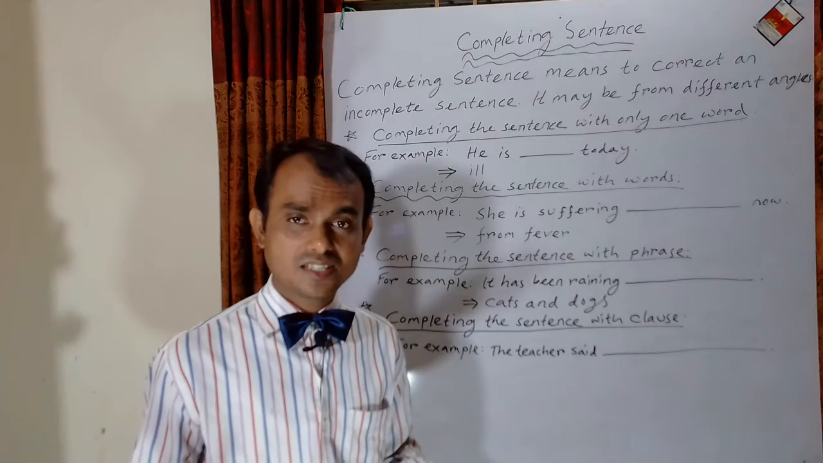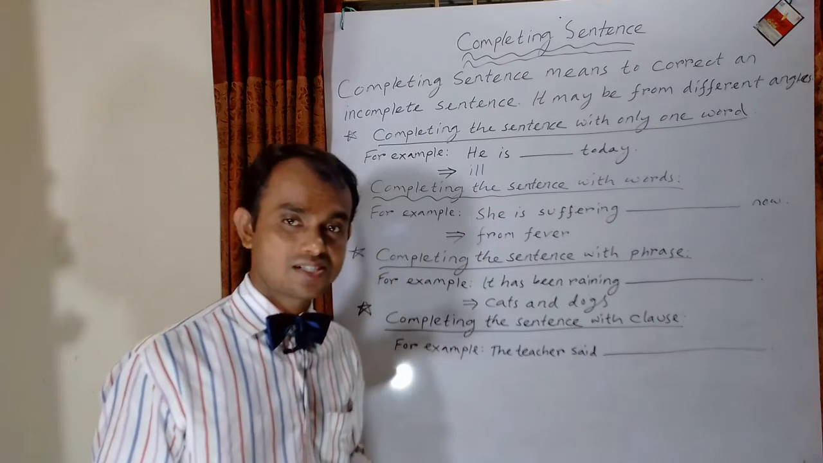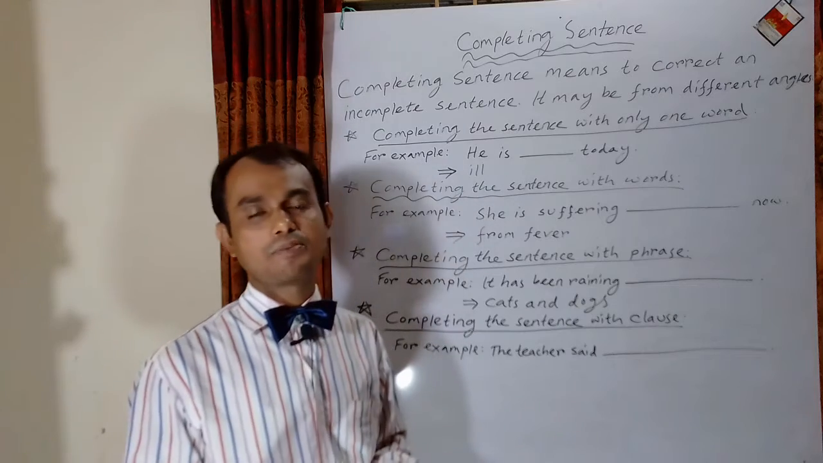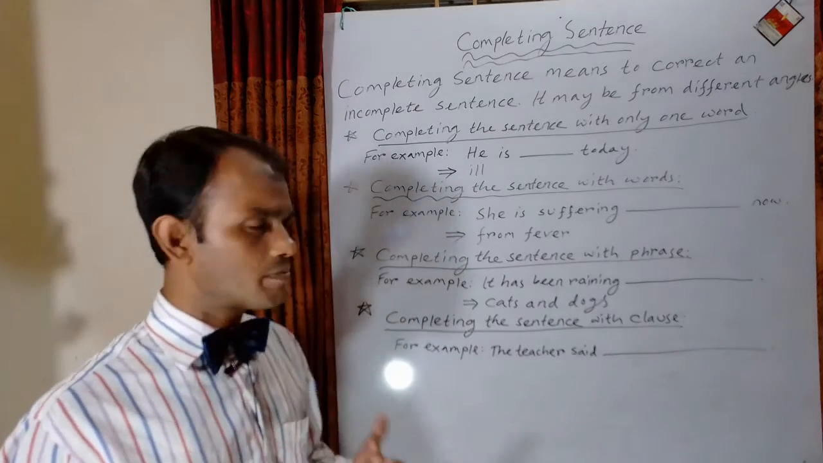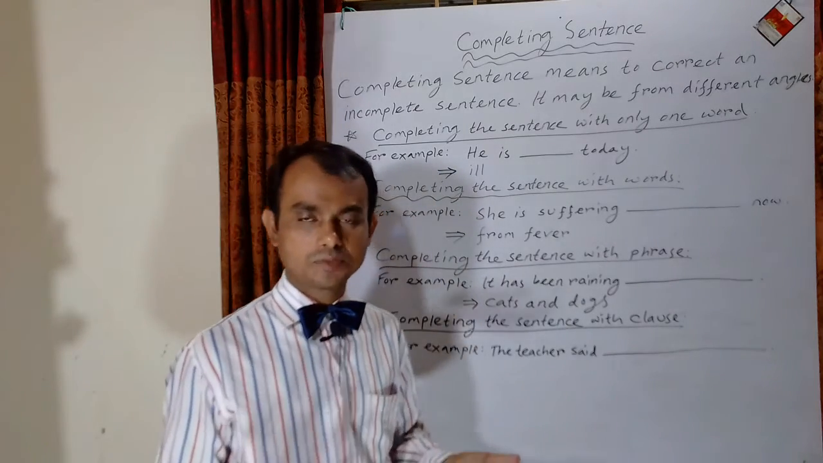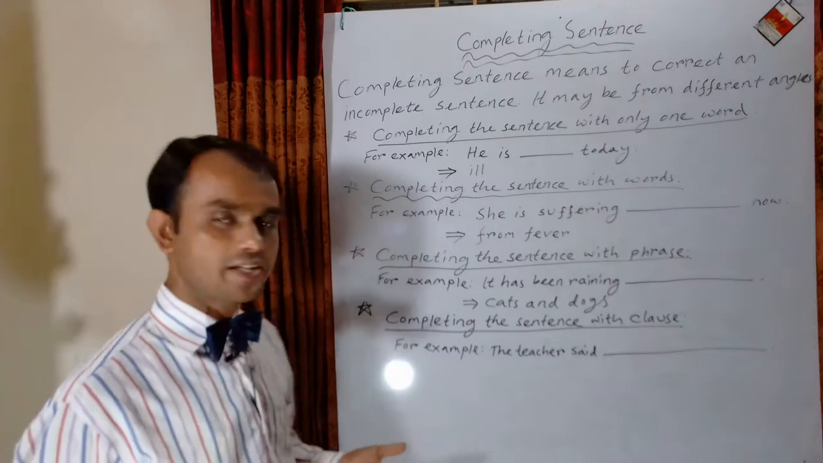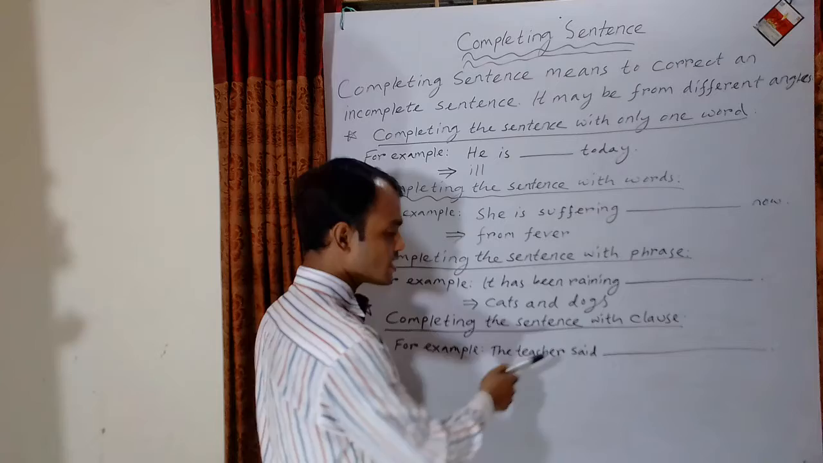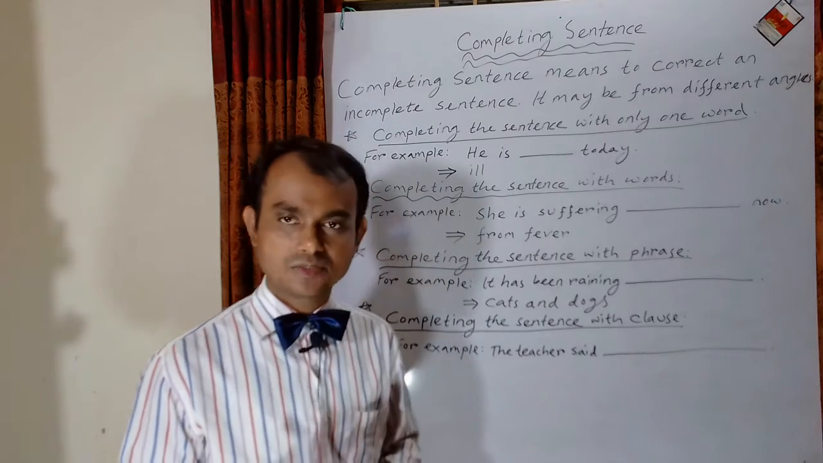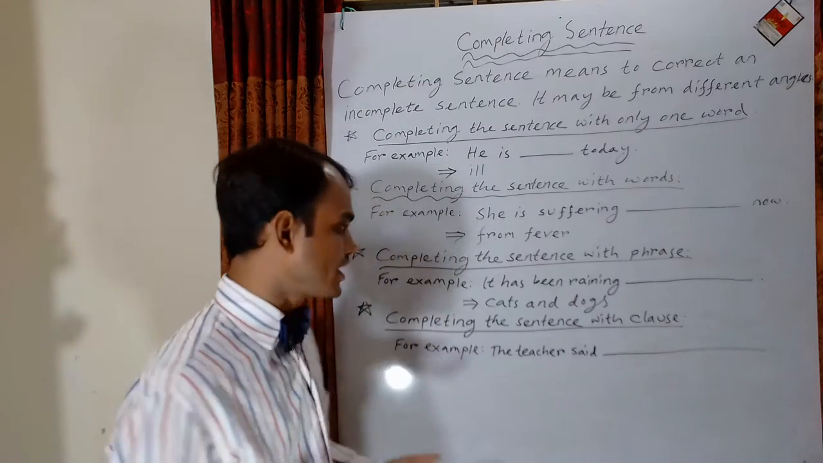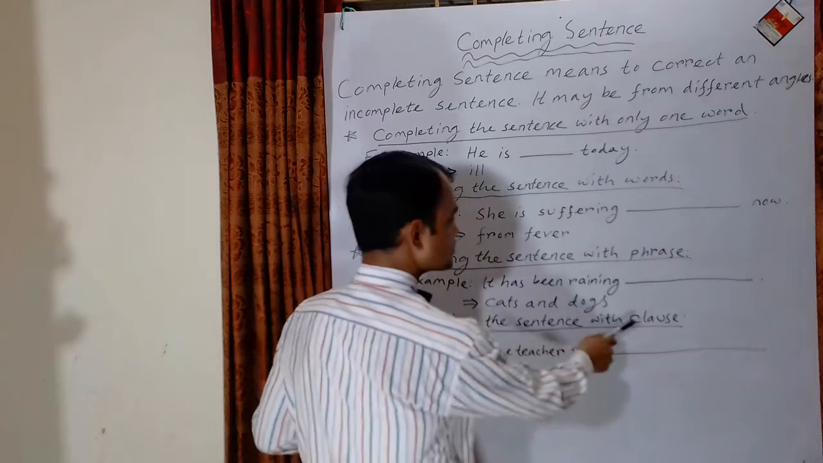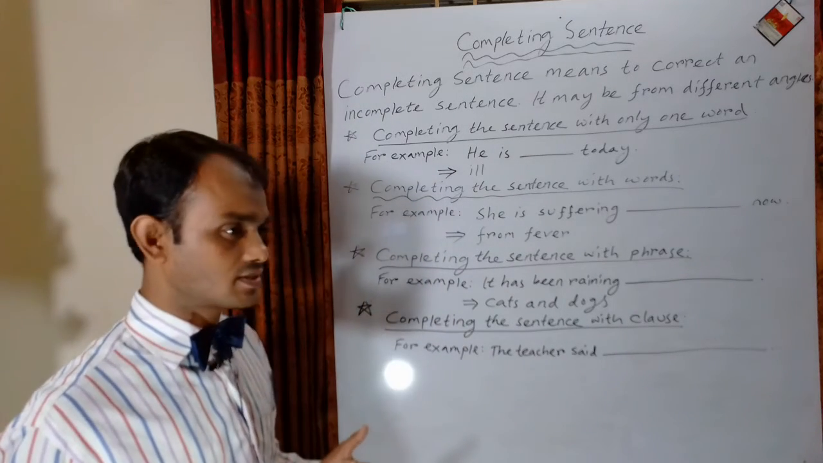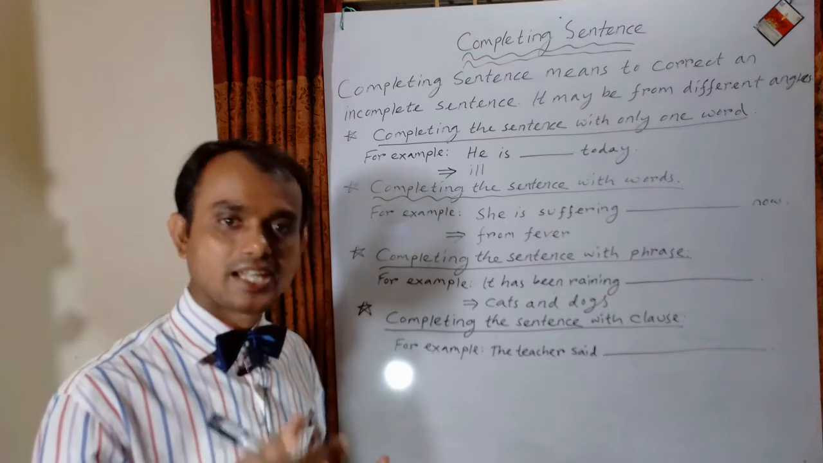What is clause? Clause is a group of words which contains a subject and a finite verb. I have already made many videos on clause. You can watch those videos and you can have a great idea on clause. Dear students, the teacher said dash. We have to use a clause here according to the instruction, completing the sentence with clause. Clause: a group of words that contains a subject and a finite verb.